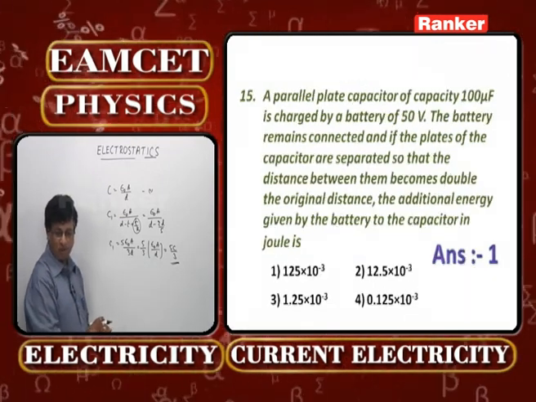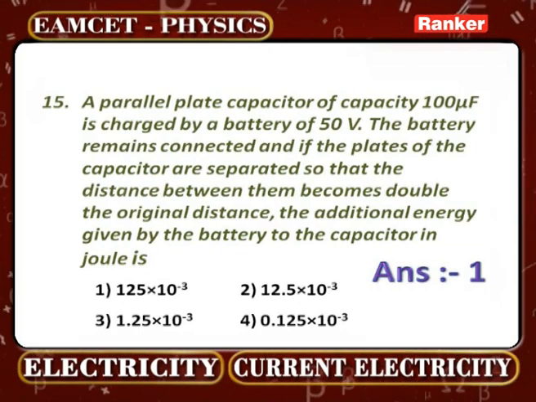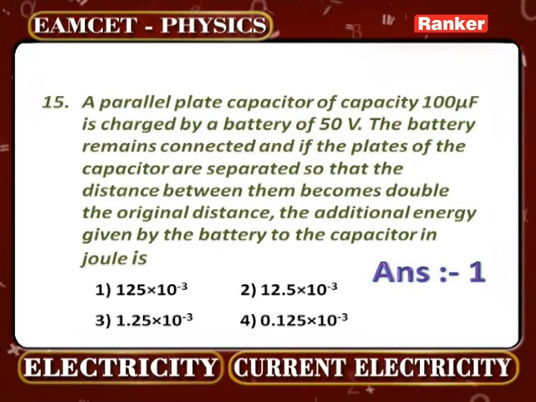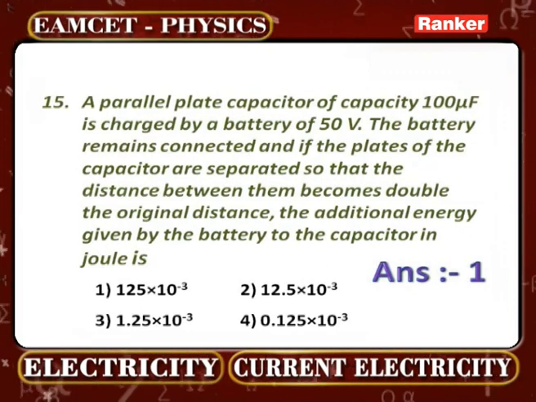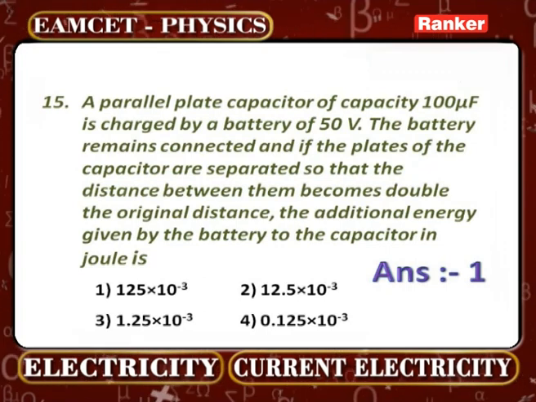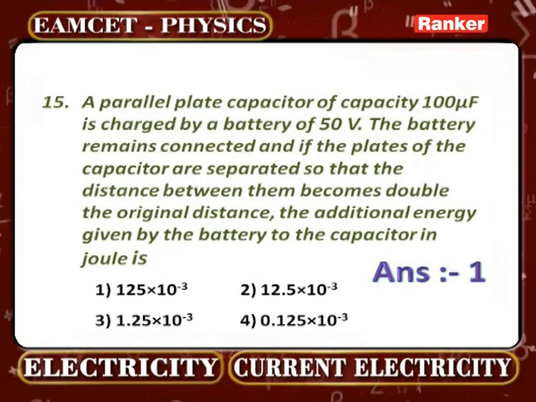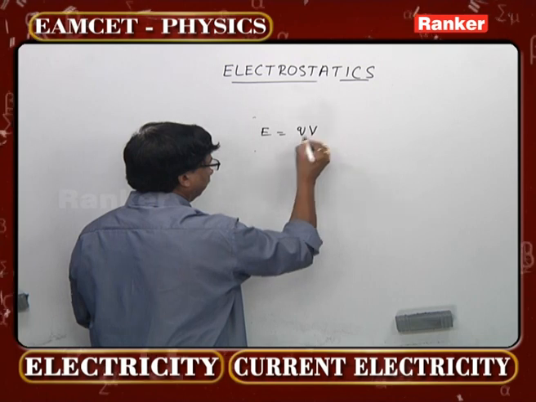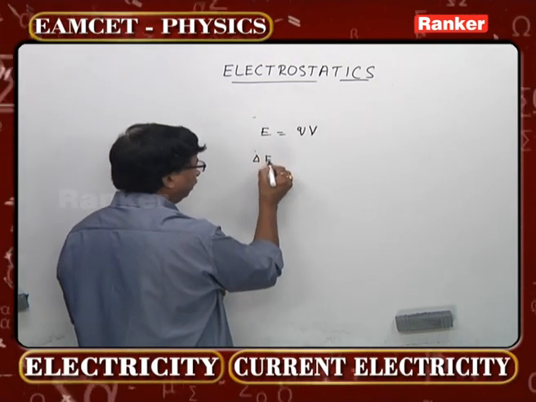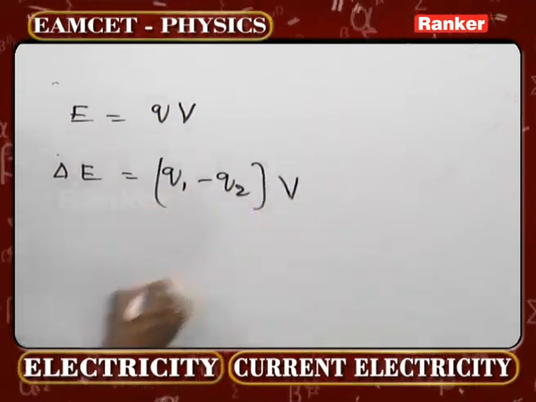Look at the next one, problem number 15. A parallel plate capacitor of capacity 100 microfarad is charged by a battery of 50 volt. The battery remains connected, and the plates of the capacitor are separated so that the distance between them becomes double the original distance. The additional energy given by the battery to the capacitor, recollect that, additional energy given by the battery. Energy is nothing other than QV. So additional energy in this particular case is Q1 minus Q2 into V. That is the formula you have to take up.